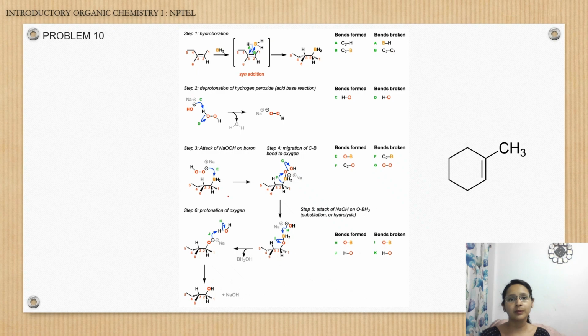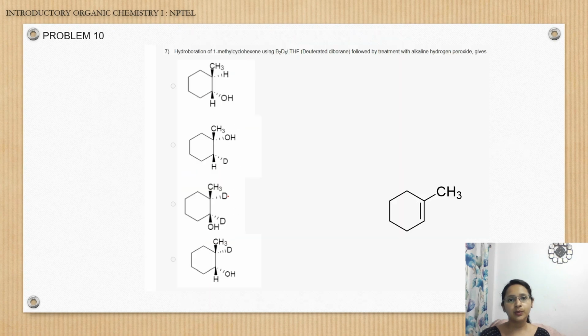Okay, then I'm going to problem number 10. Here, the hydroboration of 1-methylcyclohexene using D2B2D4-THF, deuterated diborane, followed by treatment with alkaline hydrogen peroxide, gives what? This is step 1, this is step 2. This is the hydroboration-oxidation reaction of 1-methylcyclohexene, that is this compound. Instead of this diborane, they have taken deuterated borane.